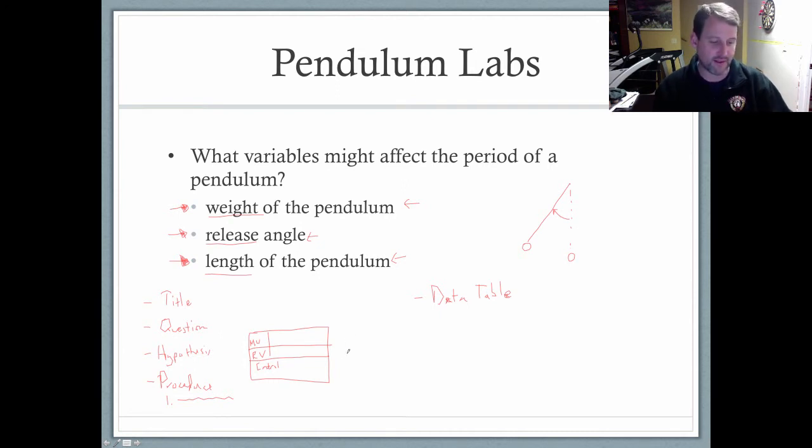Now, if you have trouble following that, what I want you to do is look at that Pendulum Lab sheet that you just got. And the pre-lab, the procedure there, will walk you through all the steps of what you need to do.